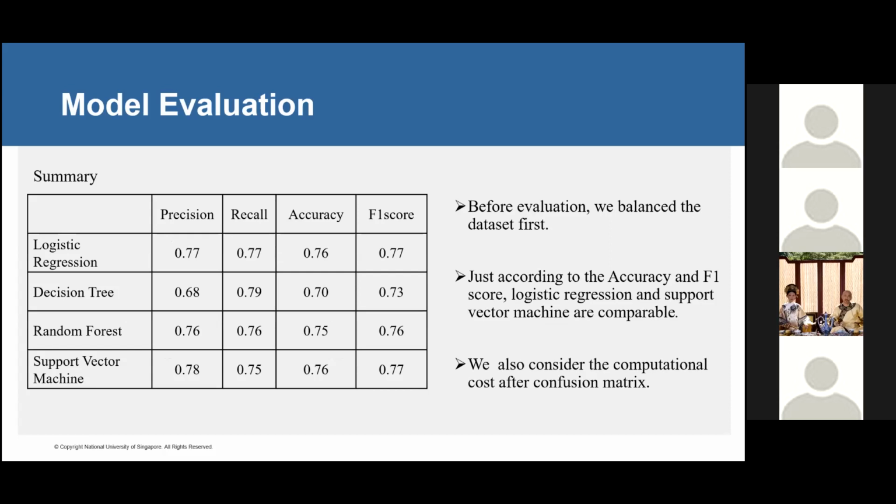Before evaluation, we find that our data set is very unbalanced. The ratio of non-heart disease to heart disease is nearly 10. Therefore, we oversample the minority and undersample the majority to make the data set balanced. After this, accuracy is a good metric. We can see from the table that according to accuracy, logistic regression and support vector machine perform the best. And according to the F1 score, we produce the same result. However, if we consider the computational cost, logistic regression is the most efficient candidate model. And next slide, please.